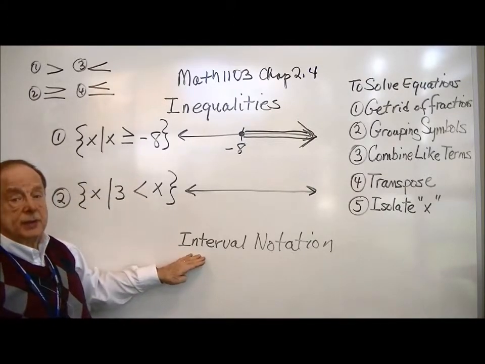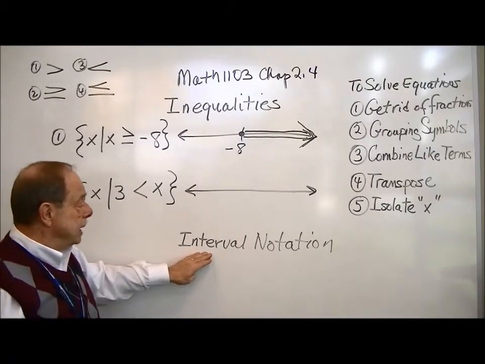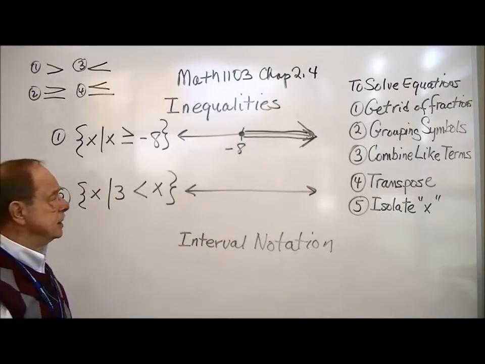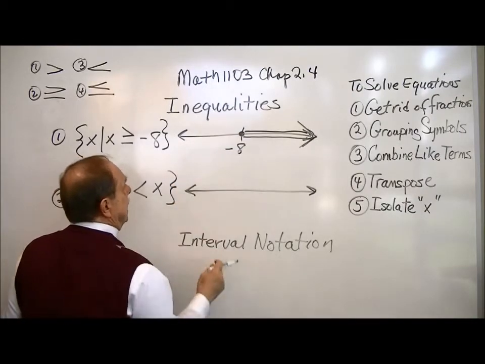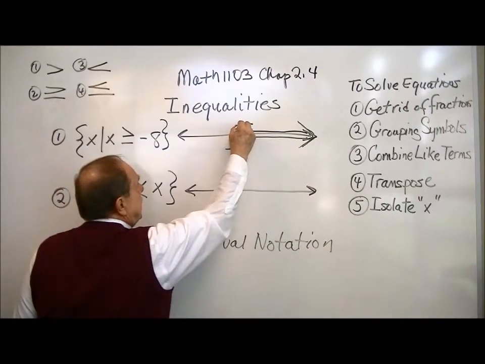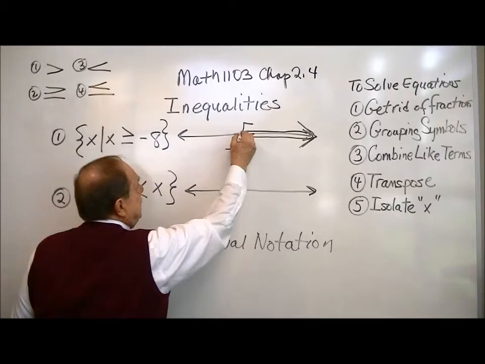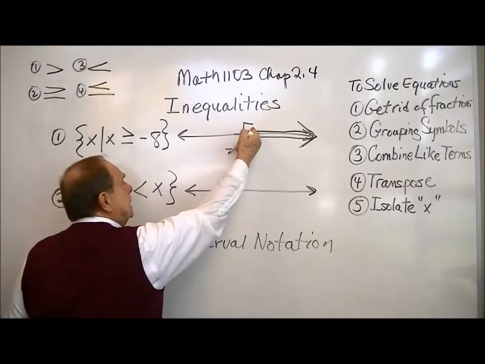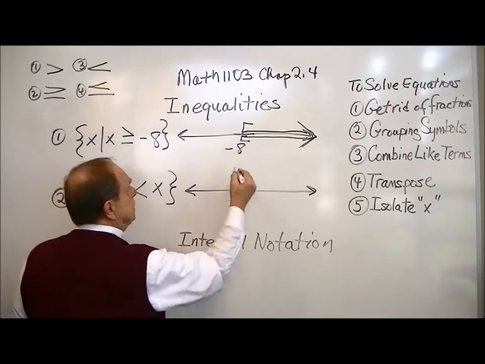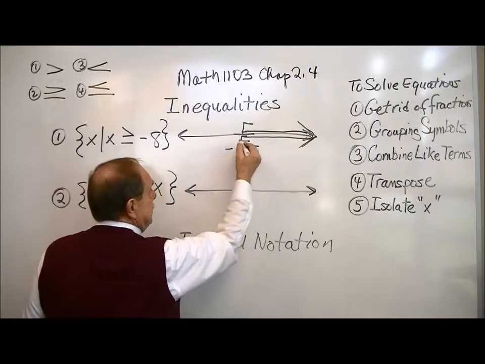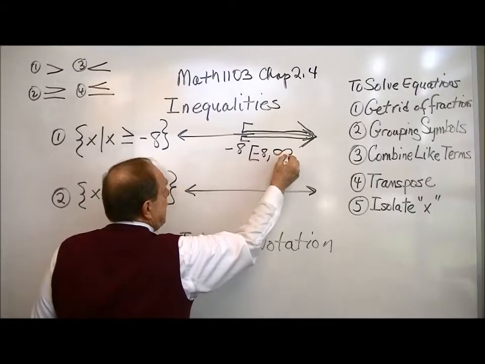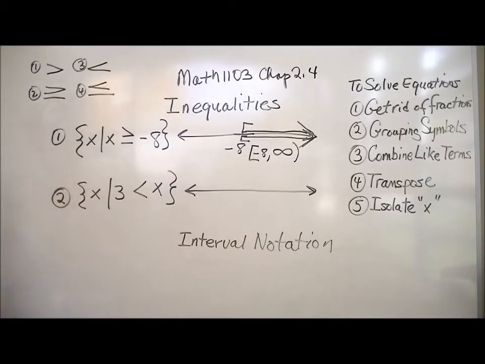And we also have another notation we'd like to introduce. It's called interval notation. Now, interval notation doesn't use the solid dot. So what they're going to use is a bracket to indicate that the -8 is a member of that set. So interval notation would be, it starts using that bracket at -8, and it goes to positive infinity.